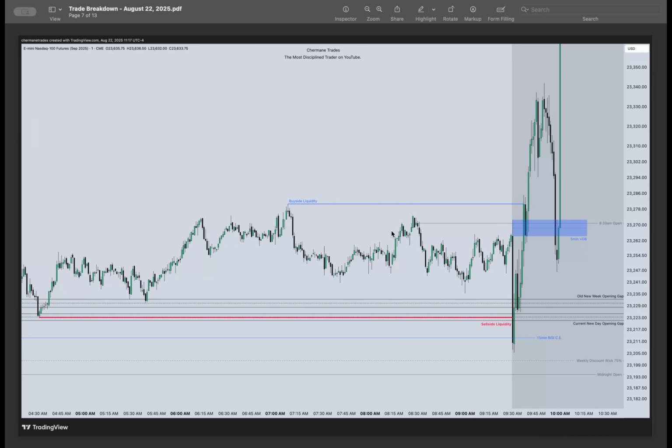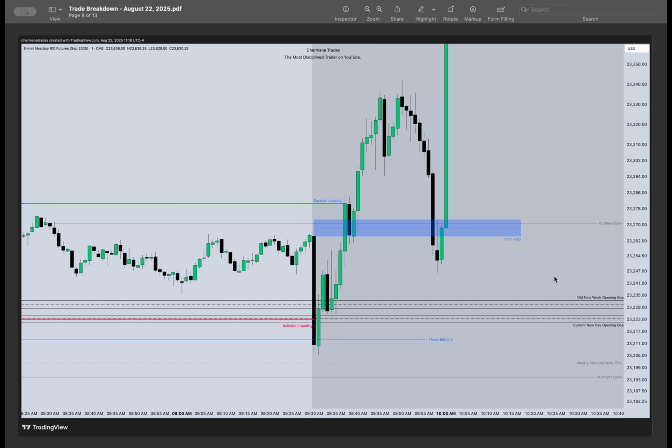But let's head back to electronic. We're now on a 1-minute chart, zoomed out just so you can get the full picture again. Sell side liquidity, relative equal highs. Look at the bodies respecting our old new week opening gap, 15-minute fair value gap, consequent encroachment, and then again just falling short of the upper quadrant of that wick on the weekly, falling short of the midnight open. Once we move away like that, that's bullish.